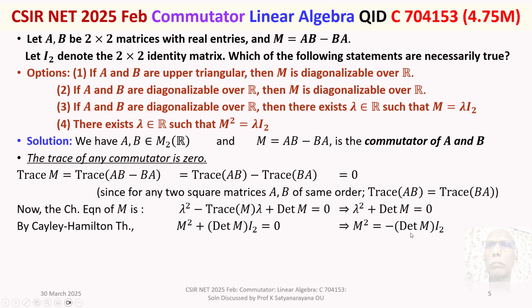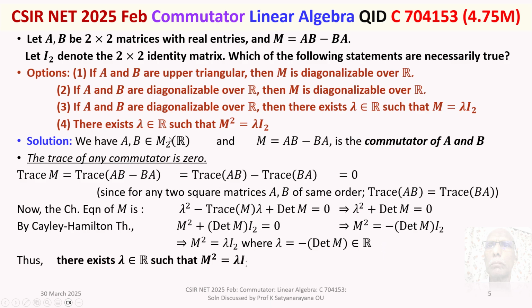So, this implies M square is equal to lambda times I2, where lambda is minus determinant of M, which is a real number. Thus, there exists a lambda belongs to R such that M square is equal to lambda times I2. So, thus we have established the truth of option 4. So, option 4 is true. We continue the discussion of the remaining options in the next slide.